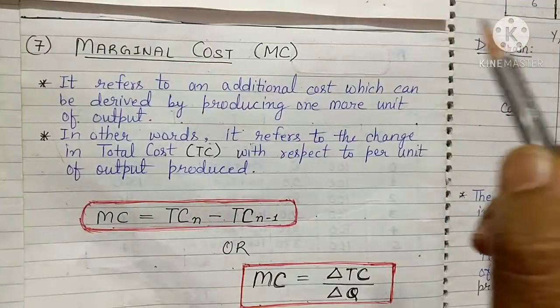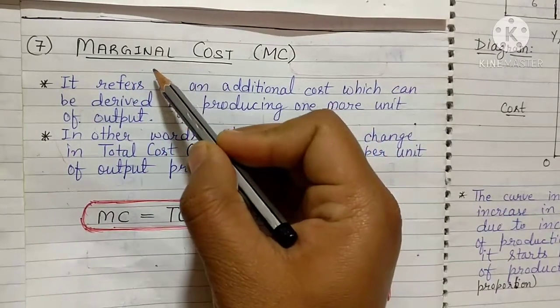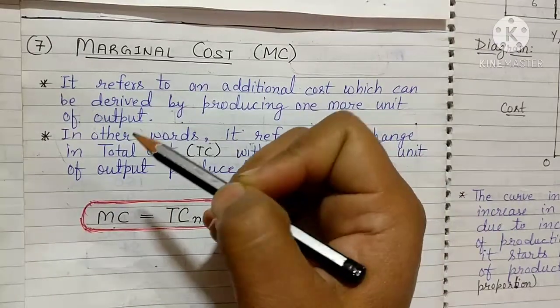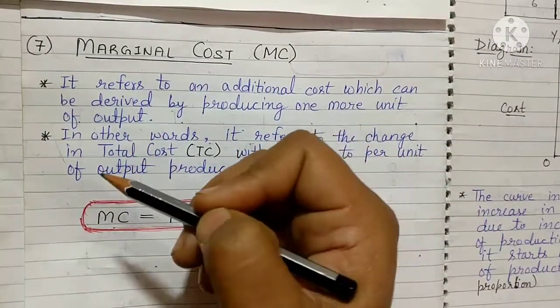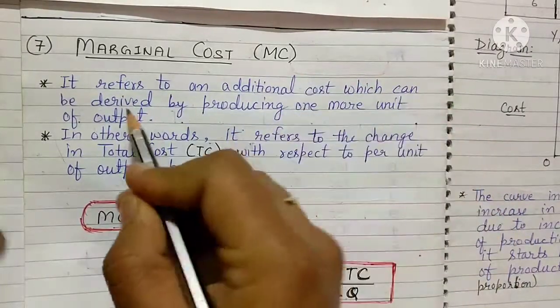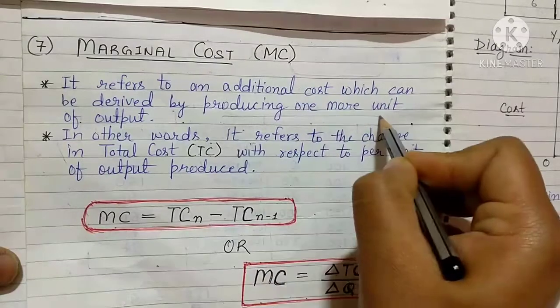Now the next type of cost is marginal cost. Marginal means extra cost. We find the extra cost when we produce one more unit. So when we are producing one extra unit, how much cost is coming? That is called marginal cost. So it refers to the additional cost which can be derived by producing one more unit.